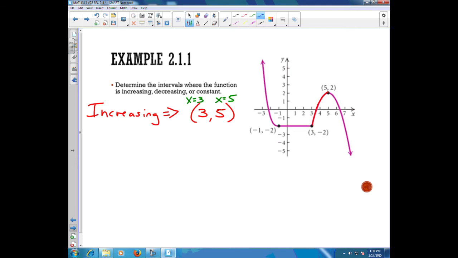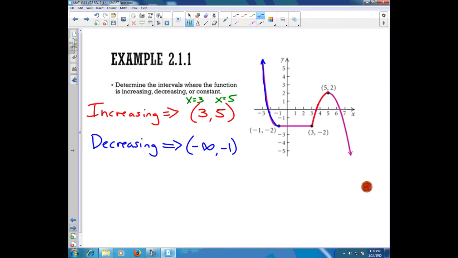So now we want to determine where is it decreasing. Well, the graph is decreasing if it's going down from left to right. And so for what x values is this function decreasing? Well, we start looking at the function from all the way to the left until we get to x equals -1. That part of the function is going down. So from negative infinity to -1, the function's decreasing.